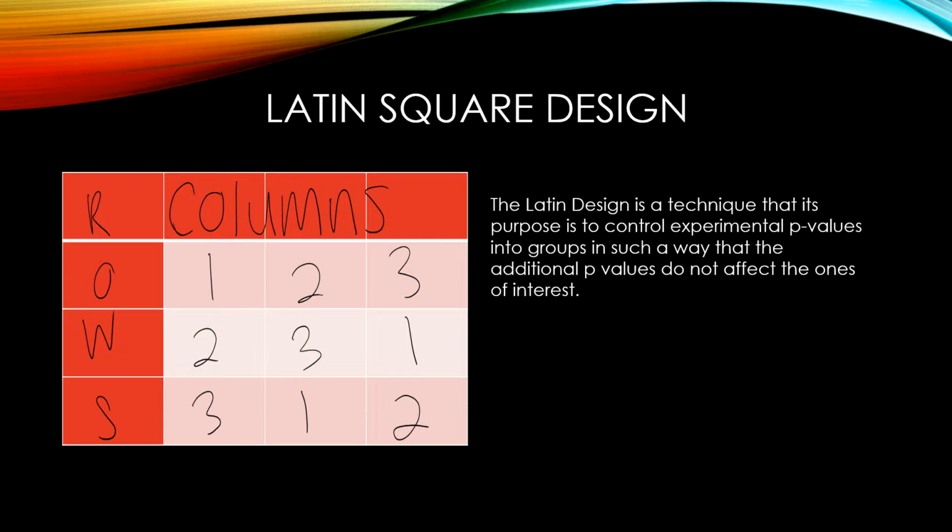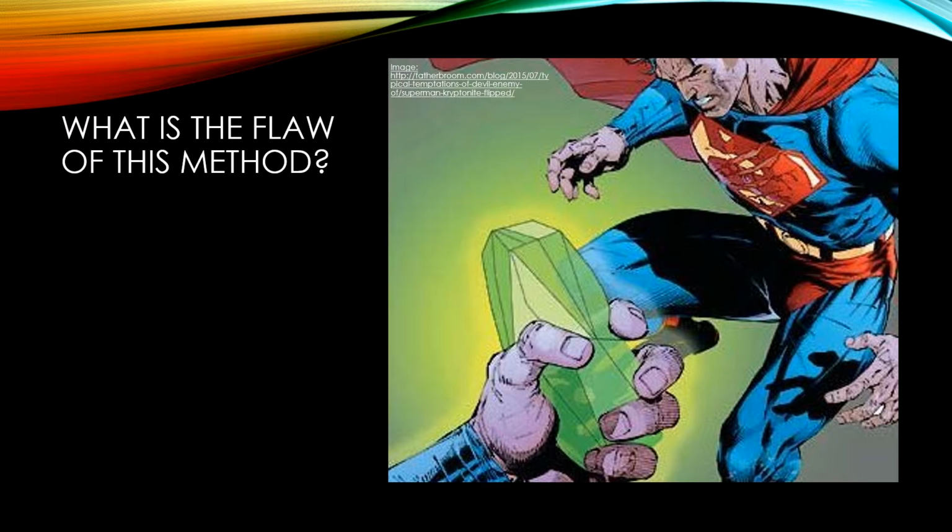The Latin square design is a technique whose main purpose is to control experimental p-values into groups in such a way that the additional p-values do not affect the ones of interest. What are the flaws in the method? As Superman's biggest flaw is not being immune to kryptonite, we can say that the Latin square design's kryptonite is that it needs to have the same number of rows and columns for it to work.